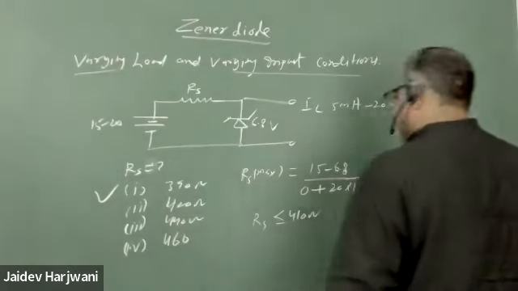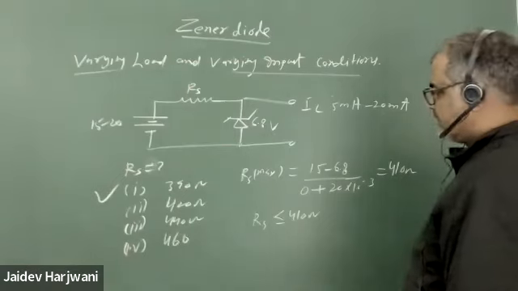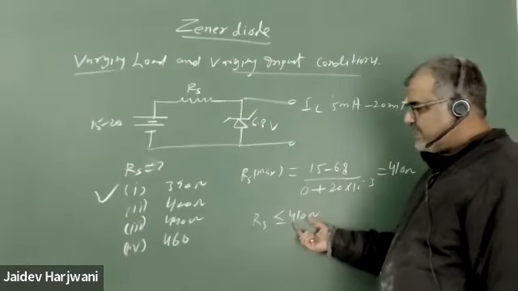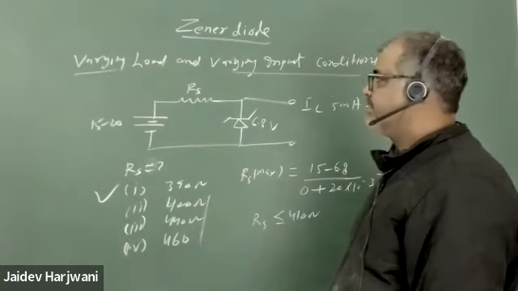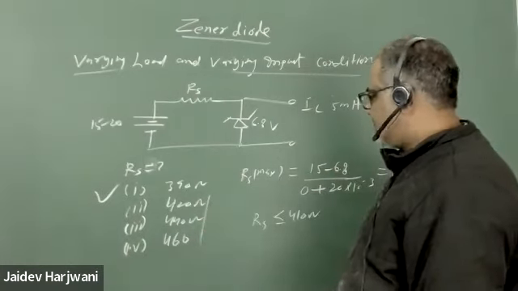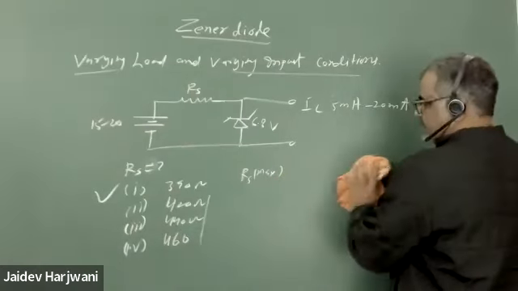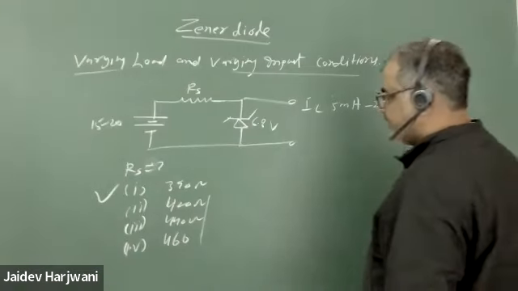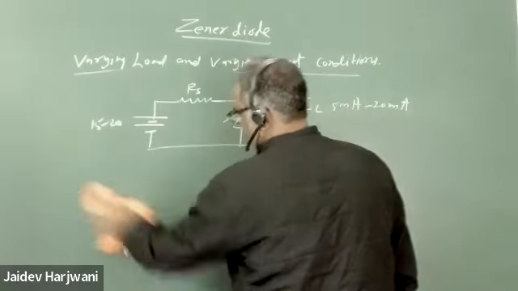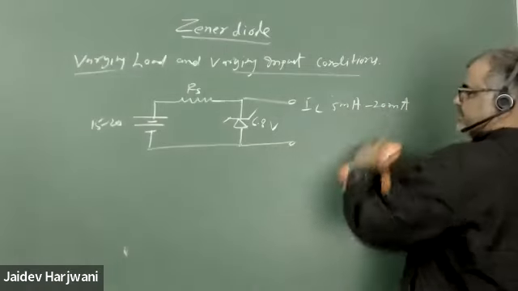Clear? Sir, 390 is the minimum one, so it should be less than 410. All other resistances are above 410, right? This is a limit. Sir, the current value is 5 milliampere to 20 milliampere, right? Yes, 5 to 20. 5 is the minimum, this is the maximum.